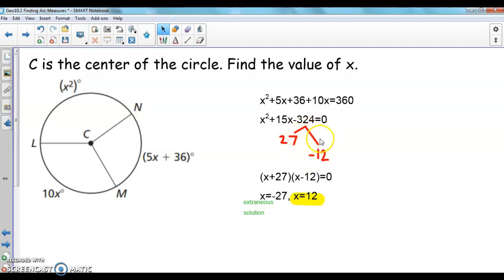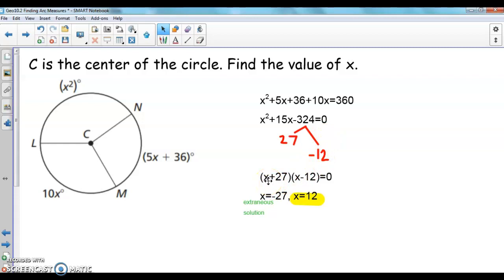I used factoring and found two numbers that multiply to negative 324, and when I add them, I get positive 15. The two numbers I came up with were 27 and negative 12. Another hack is you can graph the equation in a calculator and find the x-intercepts of the graph. The x-intercepts will give you an idea of what the solutions are.